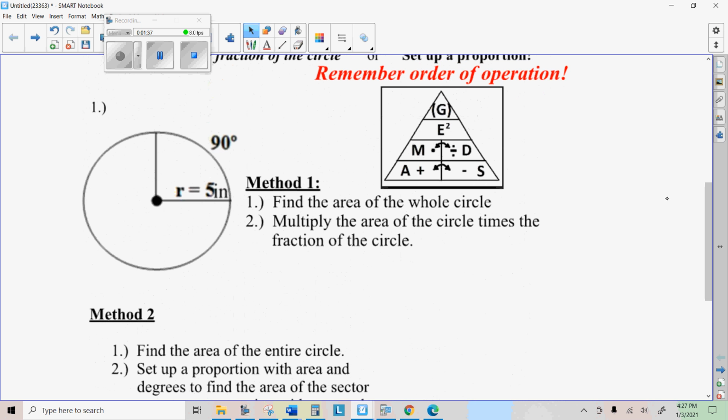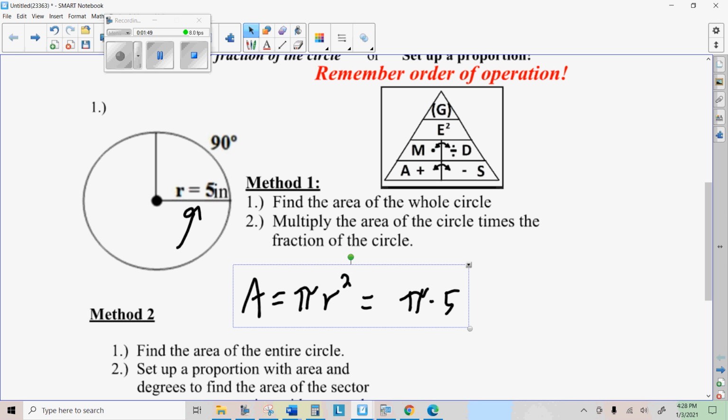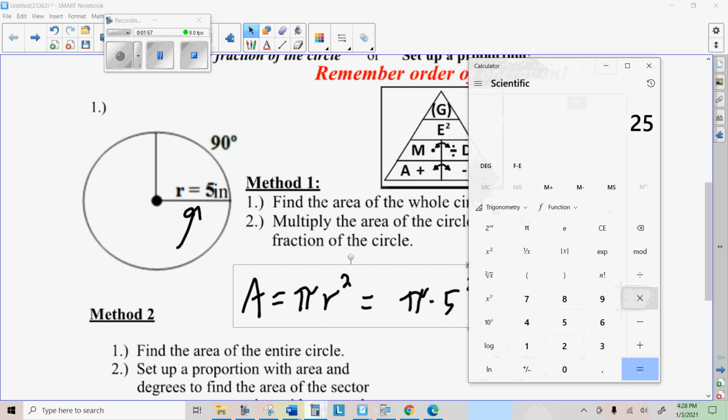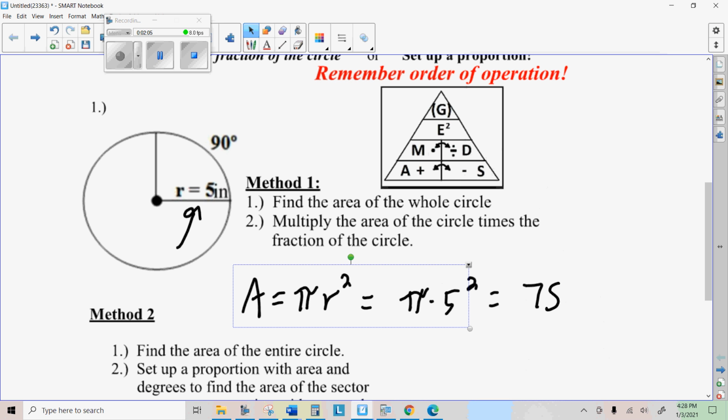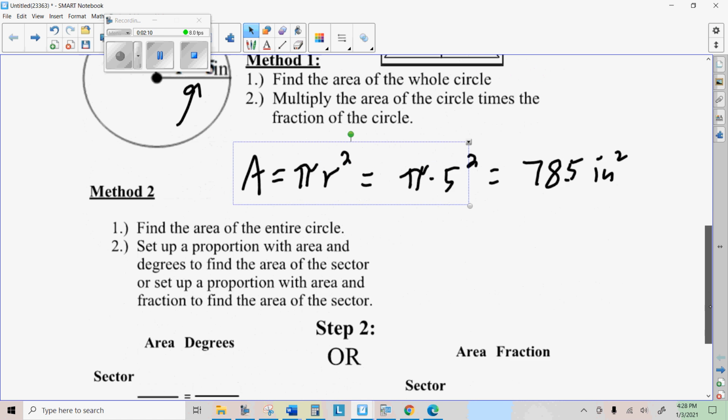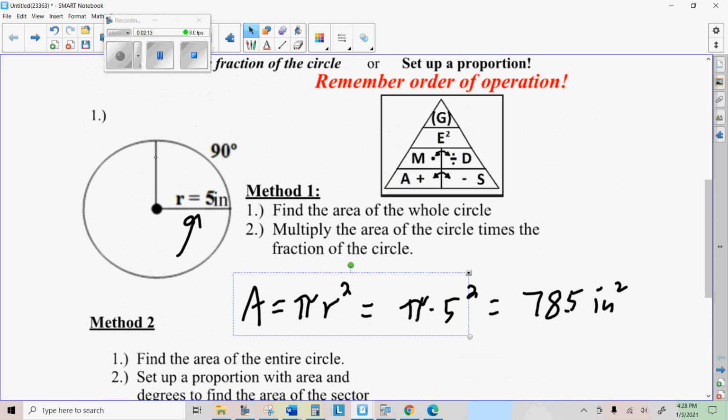Let's do this first one right here. If we wanted to find the whole circle, we would do pi r squared, which is pi times 5 squared. Let's use 3.14 for this. So 25 times 3.14. The entire circle would be about 78.5 square inches. Now we want just the part of that represented by this angle right here.